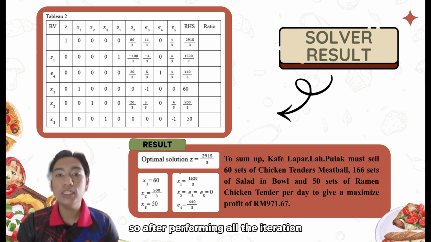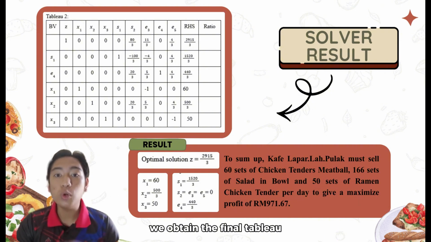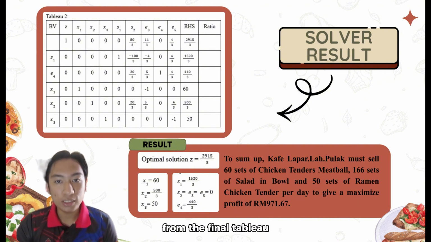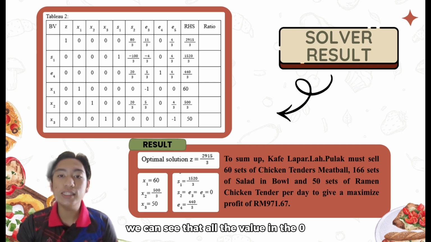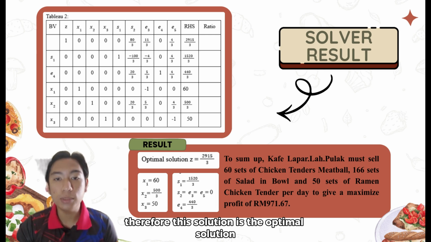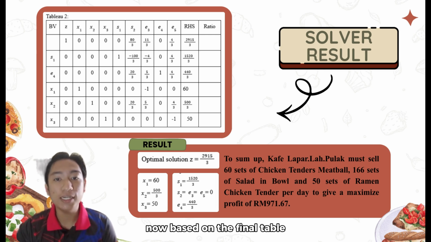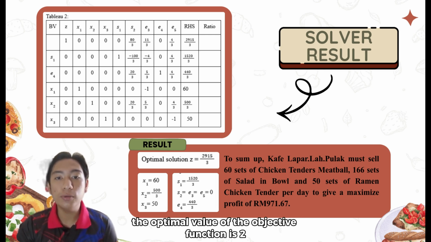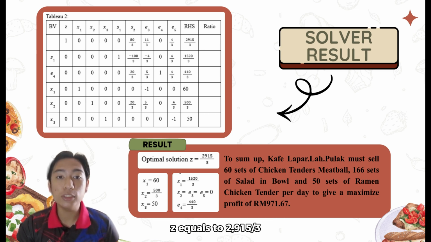So, after performing all the iterations, we obtain the final tableau, which is shown in this slide. From the final tableau, we can see that all the values in the z row satisfy the optimality condition. Therefore, this solution is the optimal solution. Now, based on the final tableau, the optimal value of the objective function is z equals 2,915 over 3, which is approximately RM 971 ringgit and 67 cents.